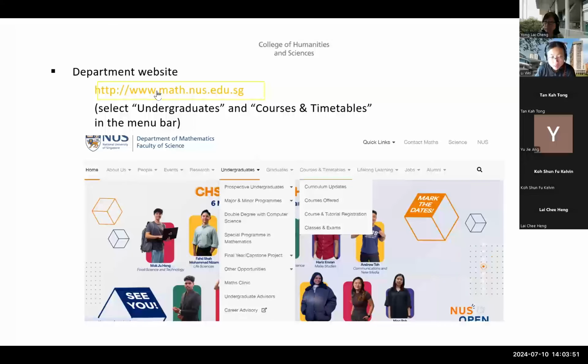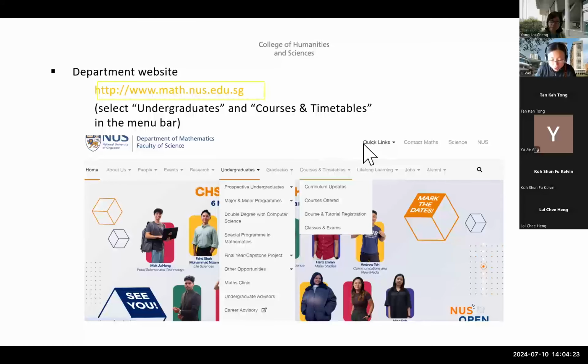After you go into this website, you will find 2 tabs and menus which are more important for you. Here is undergraduates. And the other one is so-called courses and timetable. This can be found here and here. Click on courses and timetable, this one here.